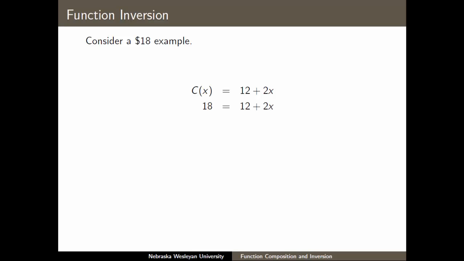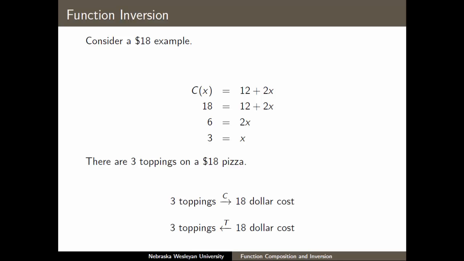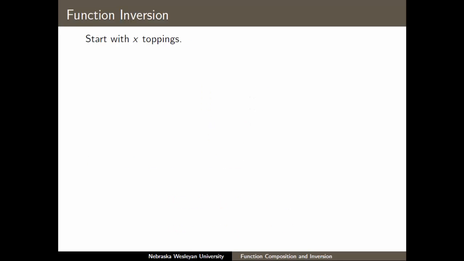So I can substitute on the left-hand side the $18 cost and solve for the number of toppings. I would subtract 12 on both sides, divide both sides by 2, and I know that there are 3 toppings on this $18 pizza. In this example, the cost function would begin with 3 toppings and turn that into an $18 cost, whereas the toppings function that we're trying to create should begin with an $18 cost and turn that into an answer of 3 toppings. Just as we did before, let's start with an arbitrary number of toppings.